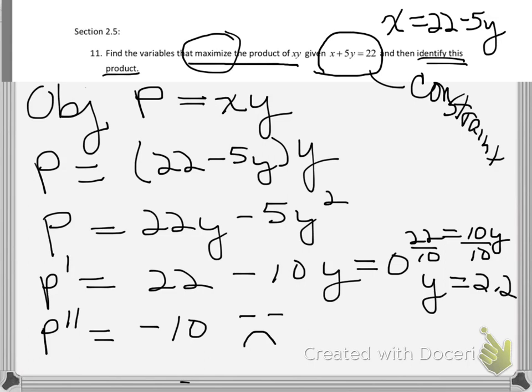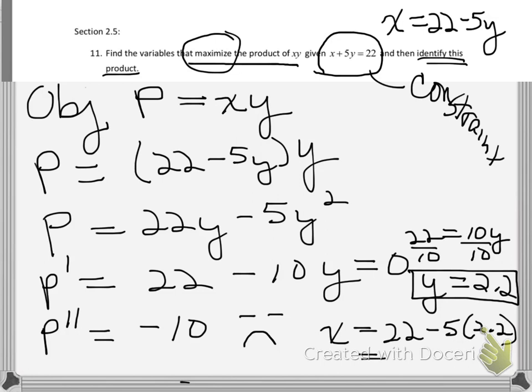So if y is 2.2, how do I get my x? Well, I see from above, so far I'm going to box this. I know y is 2.2. X has to equal 22 minus 5y. If I plug in 2.2 for my y, then I get an x value, so just doing the math here, that's 22 minus 11, so my x is equal to 11. So that's my x value.